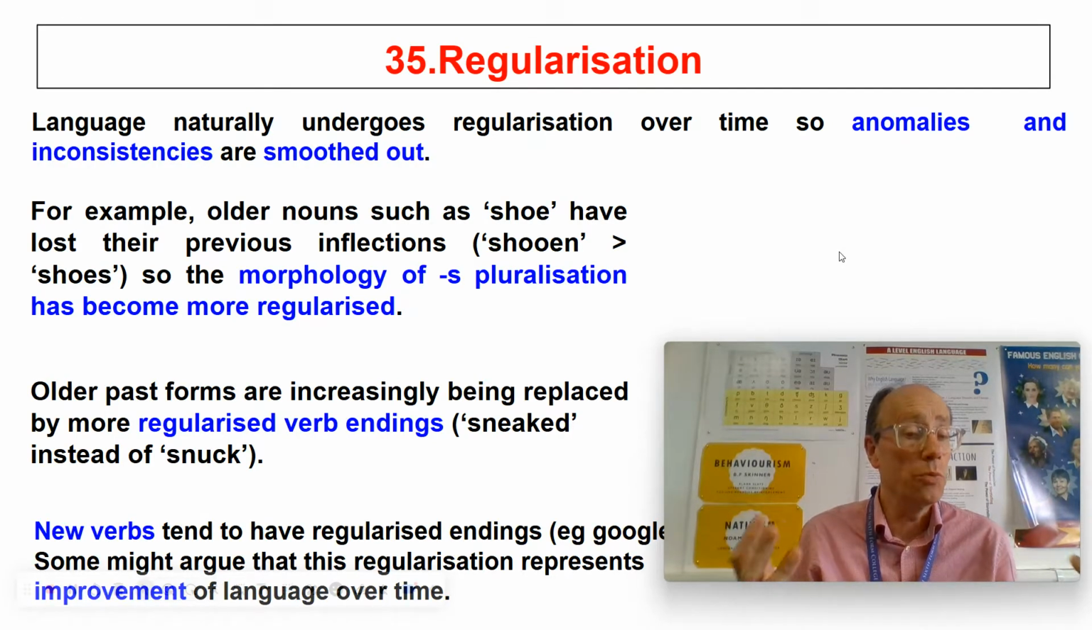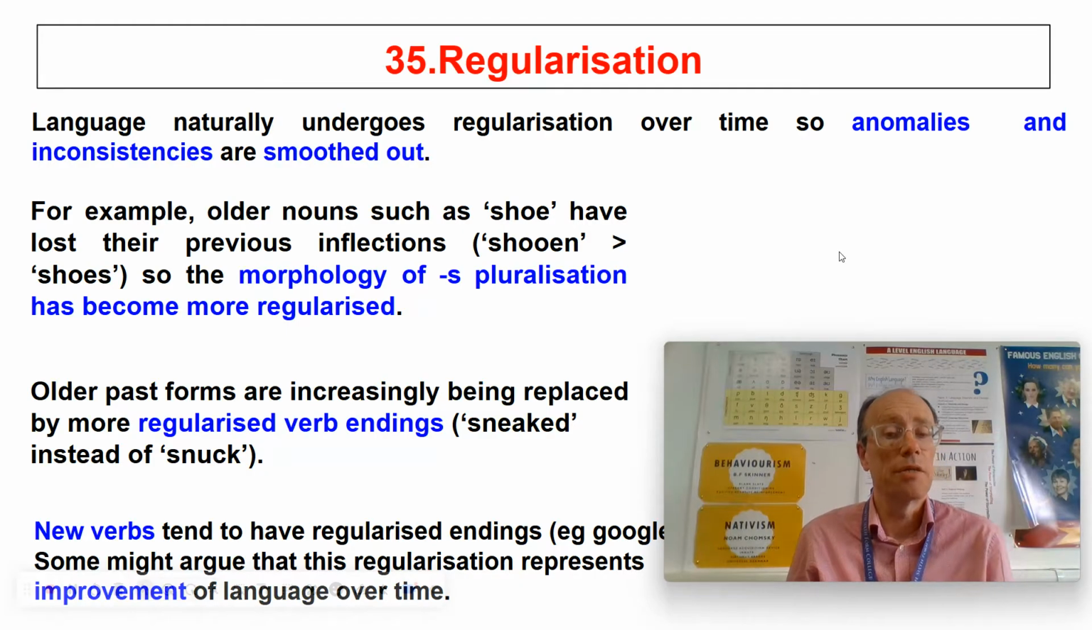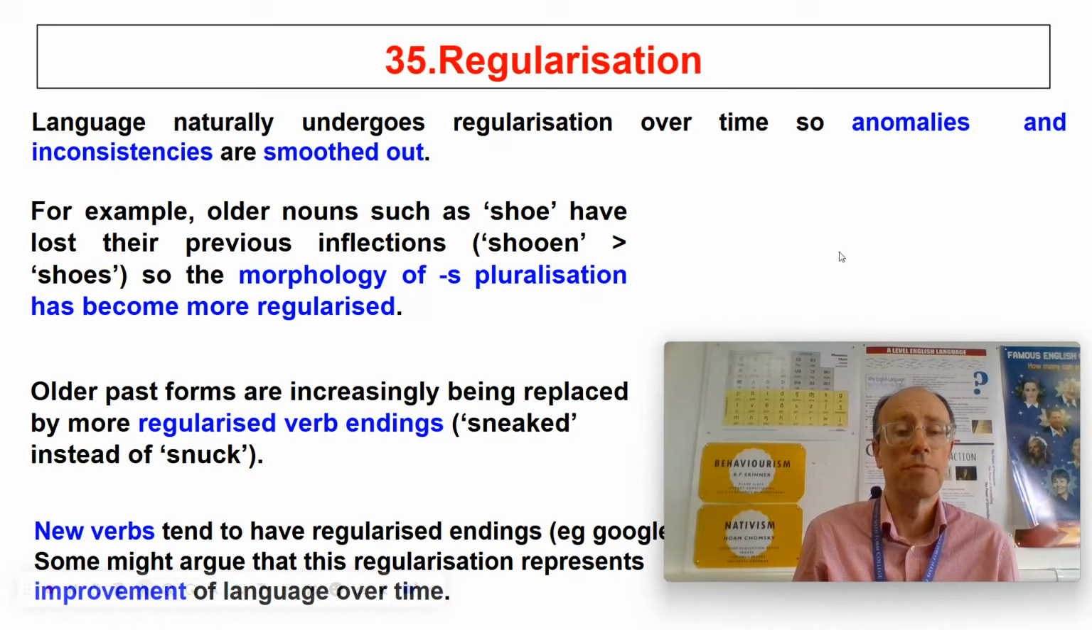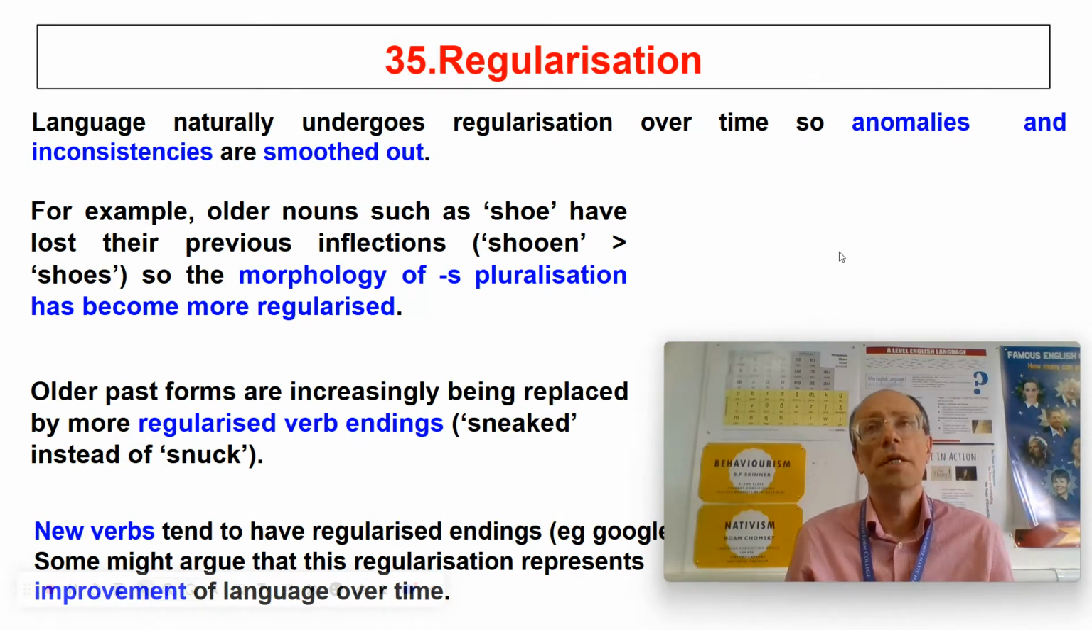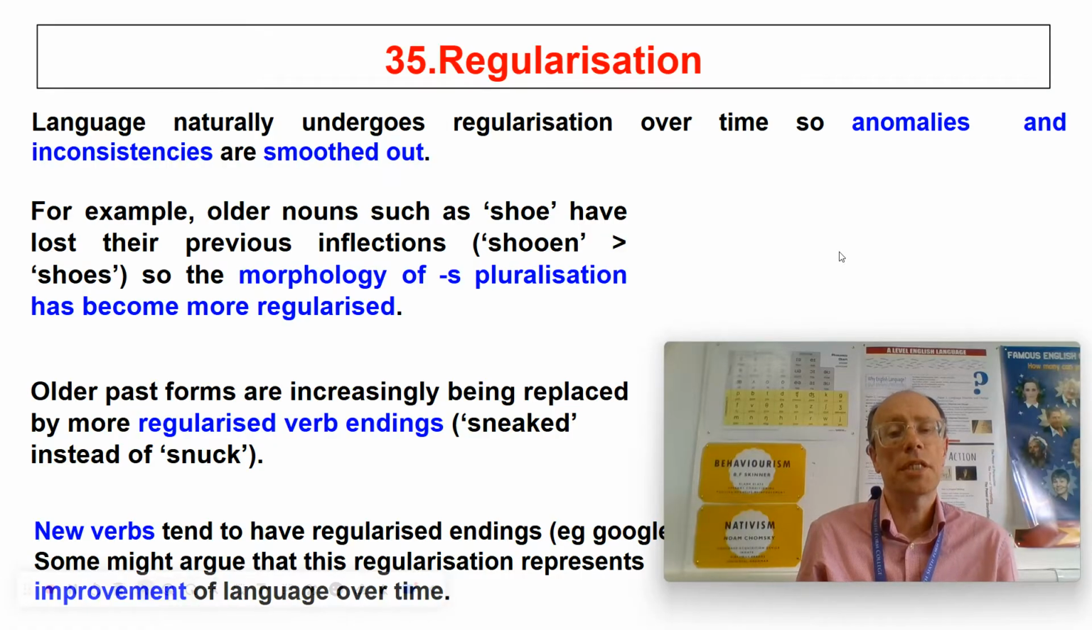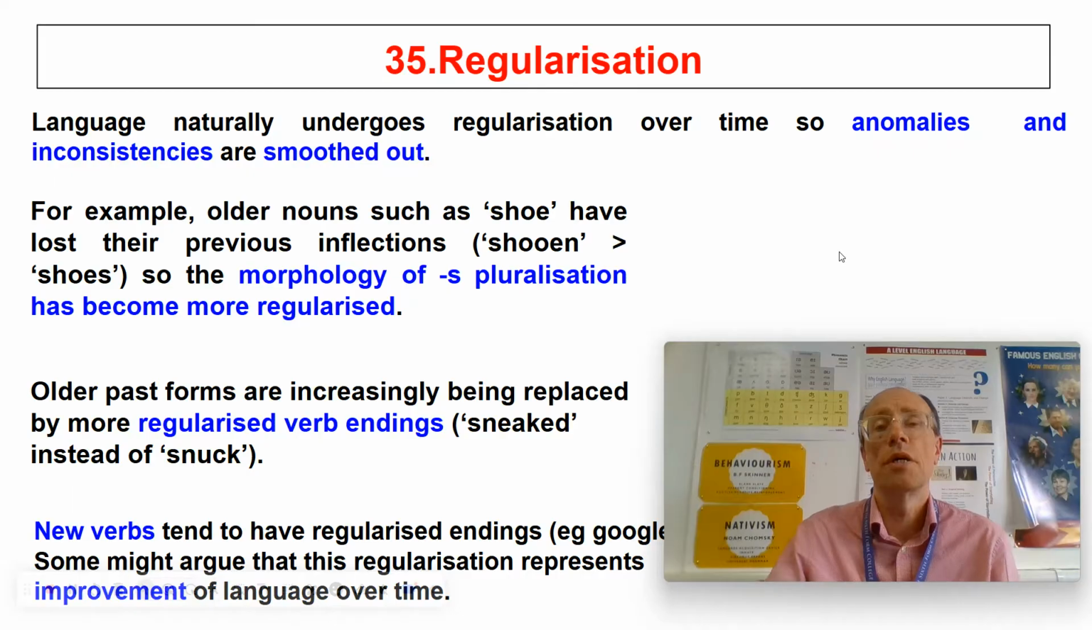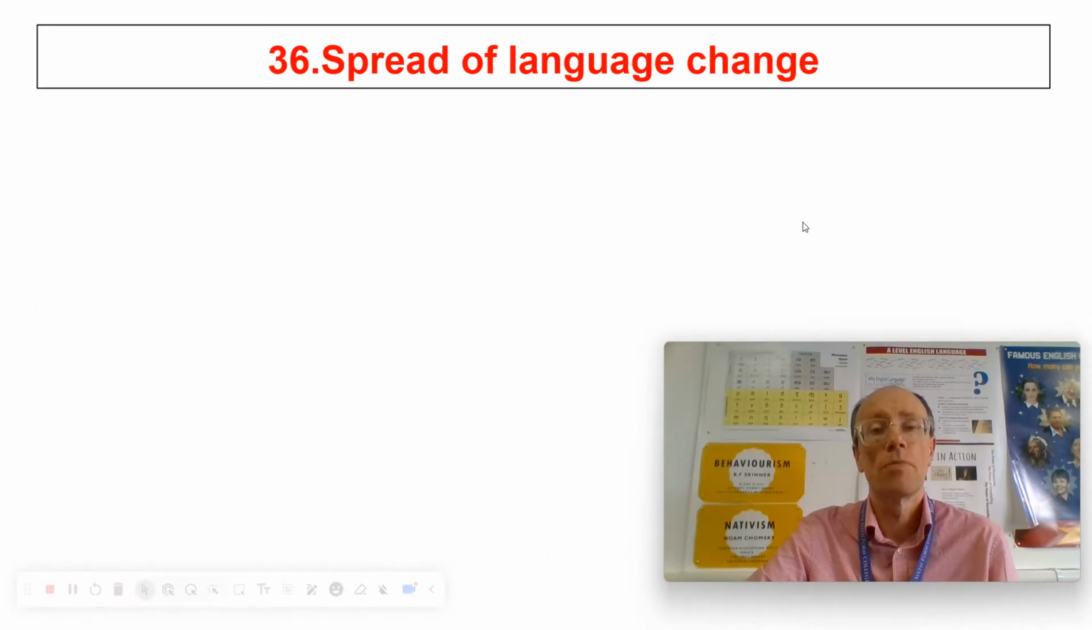And when you get new verbs that come into the language, they all tend to have regularized endings. So when you Google something, if I did it yesterday, I Googled. Okay, so many people would argue that this kind of regularization actually represents some kind of improvement of language over time, making it more suited to be used by millions and millions of people across the world.